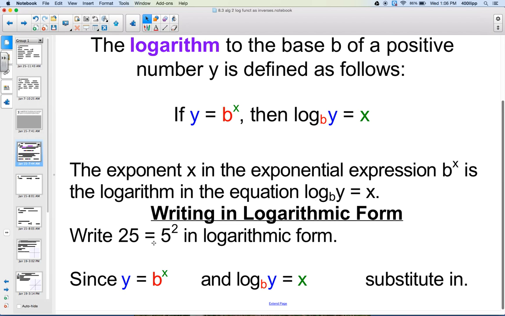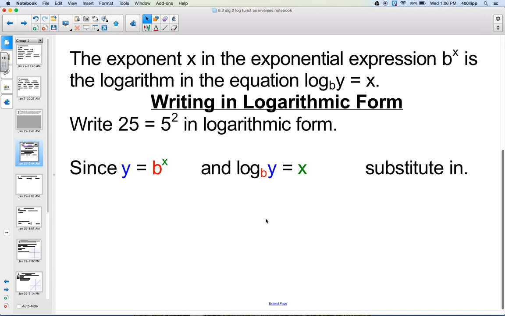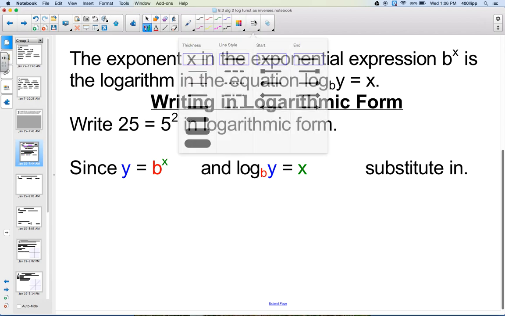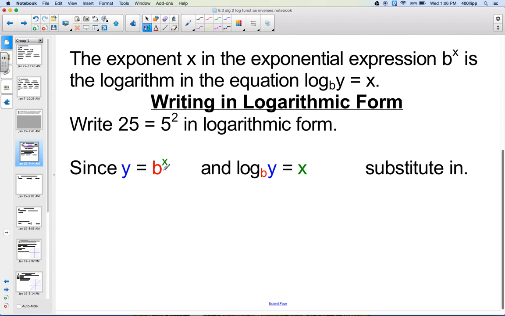Okay, so if we want to write, we all know that 5 squared is 25. But we now want to write it in logarithmic form. So we have our equations right here, and we can just go by those. And we're going to use, let's see, the base b is 5 here. So if it helps you, you can write it out. b is equal to 5, x is equal to 2, and y is equal to 25. If that's helpful, you can do that. Or you can just look at this equation.